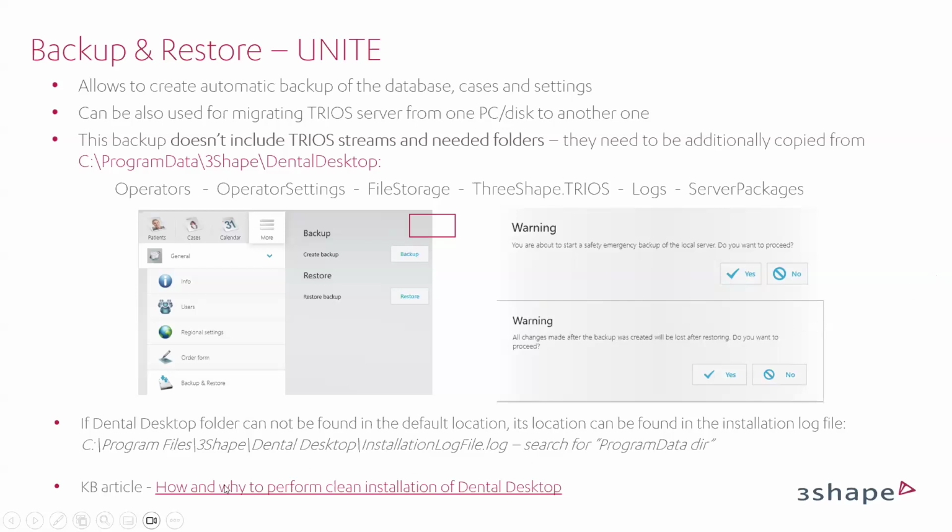There are a couple of notes: the Dental Desktop folder can be found in the default location, and its location can be found in the installation log file that is located here. And we also have an article in our help center on how to proceed with any kind of clean installation of the dental system, and how to proceed and restore the data backup.